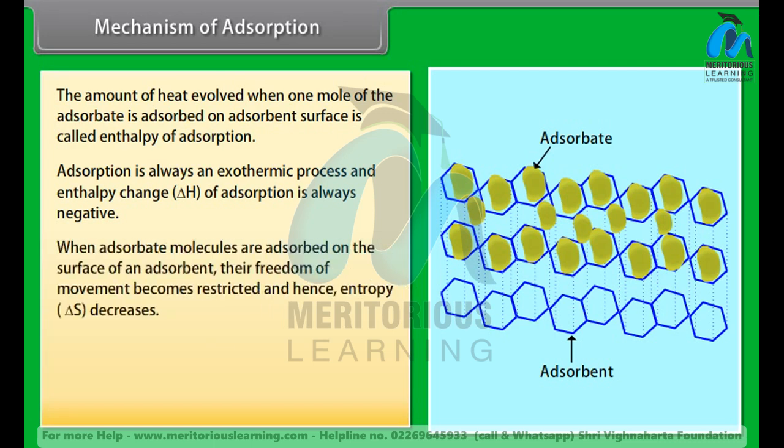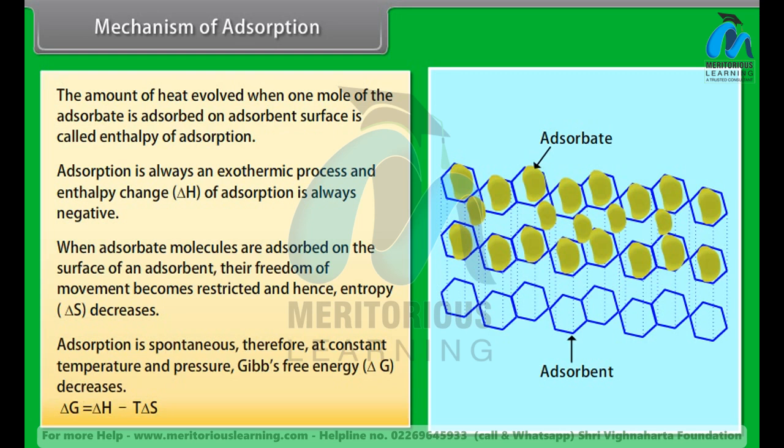When adsorbate molecules are adsorbed on the surface of an adsorbent, their freedom of movement becomes restricted and hence entropy decreases. Adsorption is spontaneous. Therefore, at constant temperature and pressure, Gibbs free energy decreases. ΔG = ΔH - TΔS.